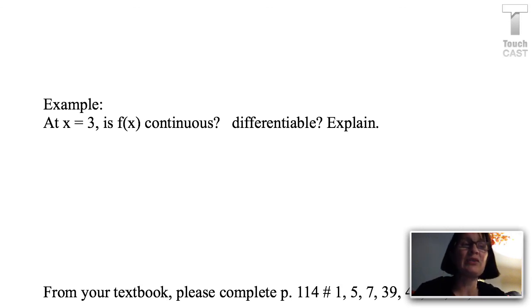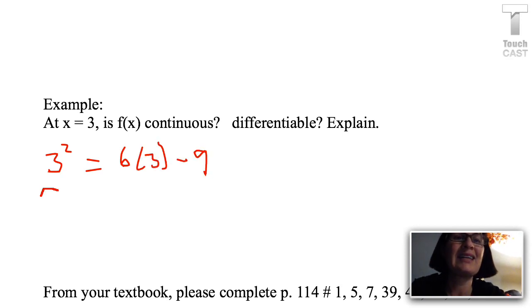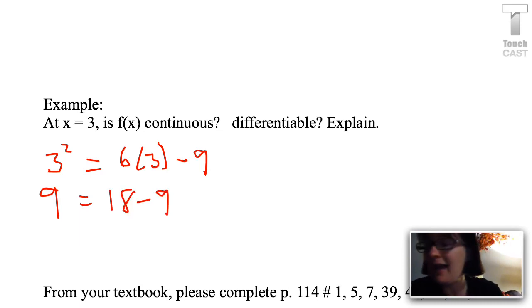So a function is continuous if its limit from the left equals its limit from the right equals the actual function value. So here we go, I've got the limit from the left is going to be x squared, but with x equals 3, so 3 squared. It's going to have to equal the limit from the right at x equals 3, which is 6 times 3 minus 9. This is 9 equals 18 minus 9. Okay, so the two limits are equal, and the actual function value is one of those 9s, so the function is continuous. You have to tune into the next video to see if it's differentiable.